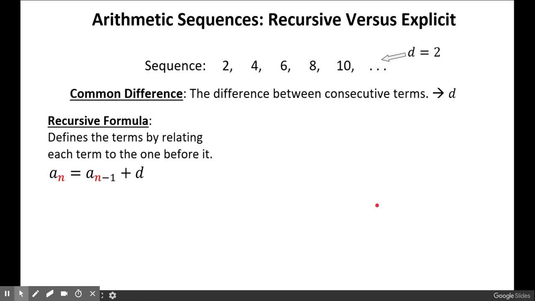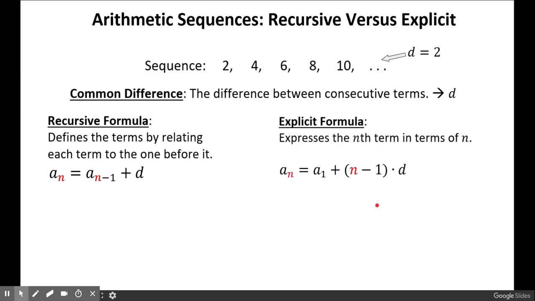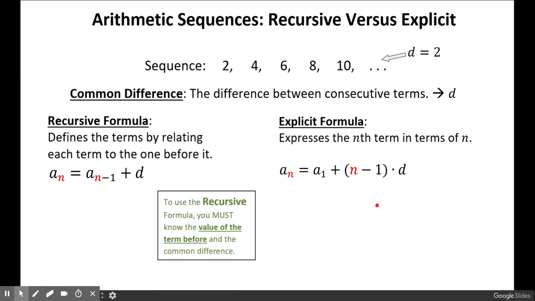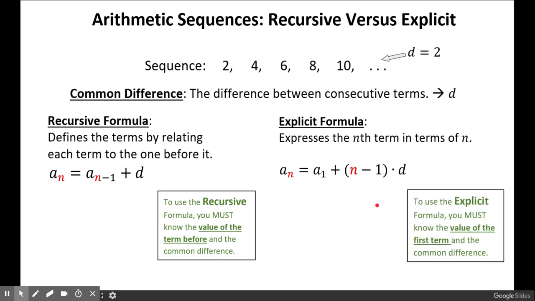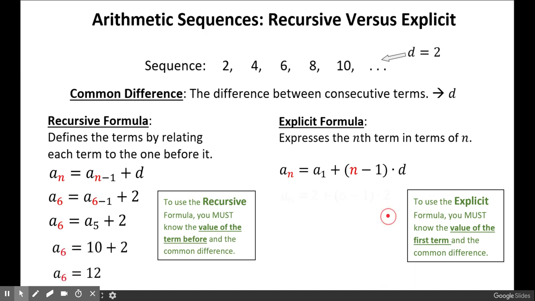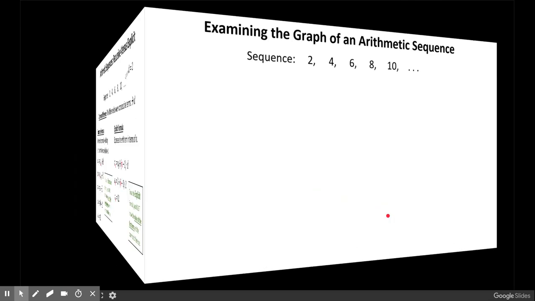There are two different kinds of formulas: a recursive formula and an explicit formula. The important thing to remember is that with the recursive formula, you have to know the value of the term before and the common difference. In the explicit formula, you just need to know the value of the first term and the common difference. So for this example, if we were going to find the value of the sixth term, we could use either of these formulas, and we would get, for a sub 6, 12.